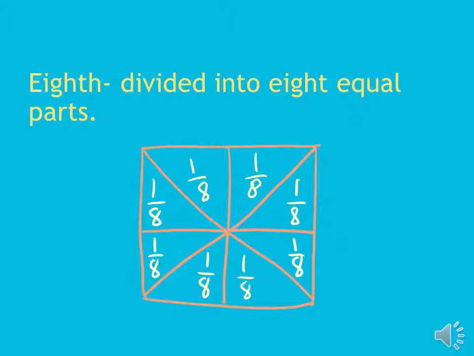Eighths are a fraction divided into 8 equal parts. The square below has been divided into 8 equal parts. Therefore, each one of those parts is 1/8 of the fraction.